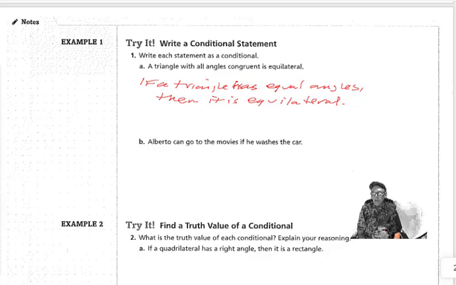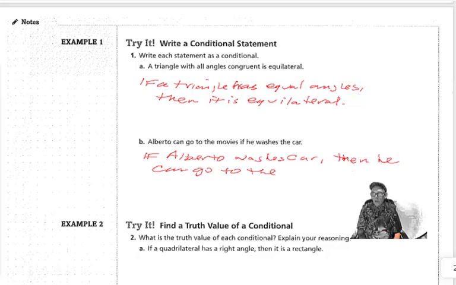Alberto can go to the movies if he washes the car. Now notice that, if he washes the car, then he can go to the movies. So this one, the English sometimes can be written in a backwards order, but you've got to find the if idea. So if Alberto washes the car, then he can go to the movies.